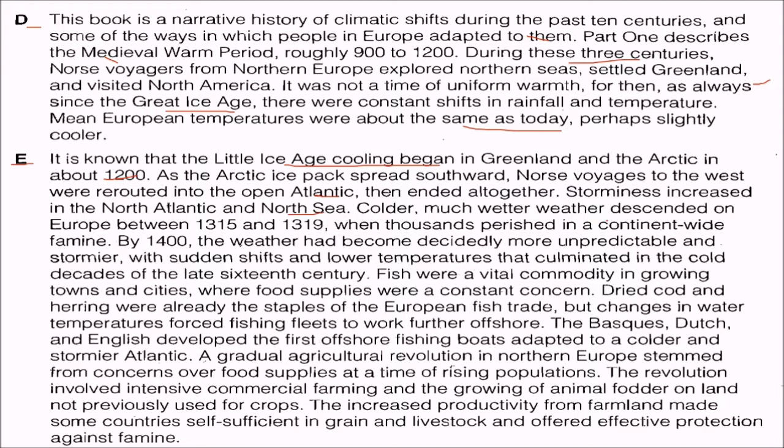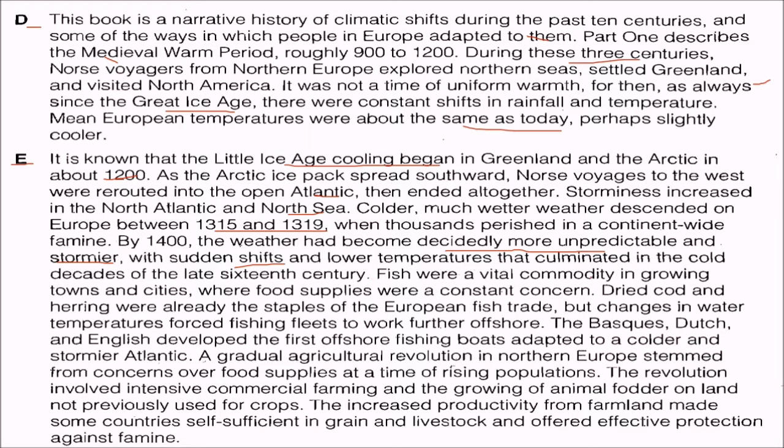Colder, much wetter weather descended on Europe between 1315 and 1319, when thousands perished in a continent-wide famine. By 1400, the weather had become decidedly more unpredictable and stormier, with sudden shifts and low temperatures that culminated in the cold decades of the late 16th century.